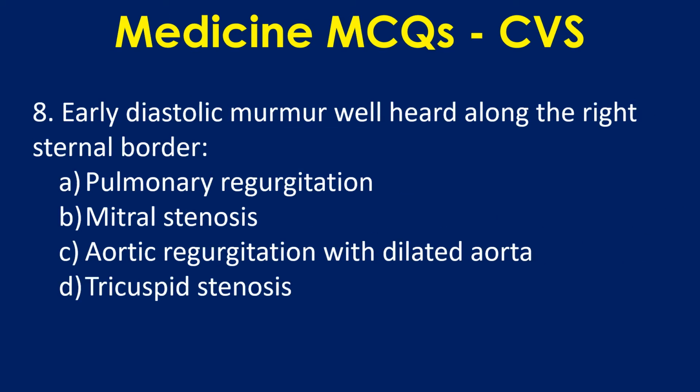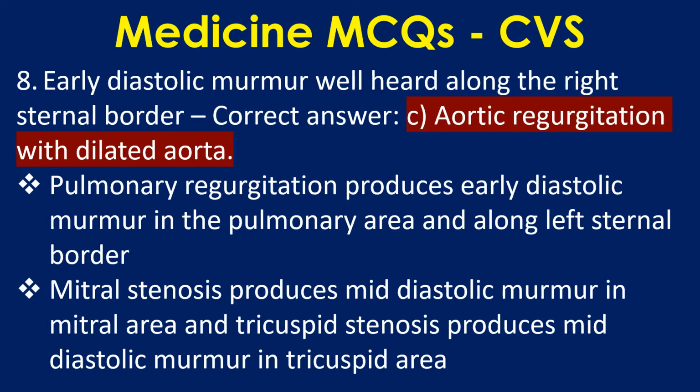Early diastolic murmur well heard along the right sternal border. A. Pulmonary regurgitation. B. Mitral stenosis. C. Aortic regurgitation with dilated aorta. D. Tricuspid stenosis. Correct answer C. Aortic regurgitation with dilated aorta.